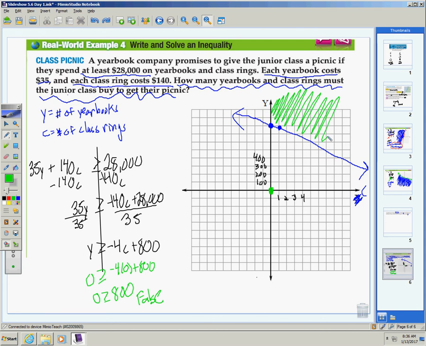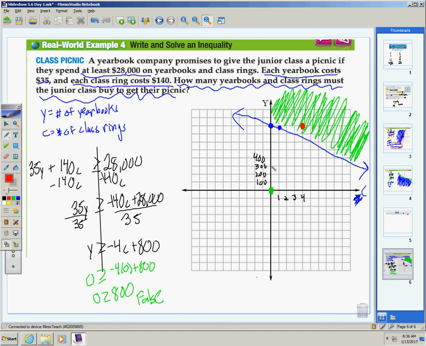And now, what would be a possible solution? Well, if I go to 4, 800, I can see that 4, 800 is clearly graphed. So if they sold 4 rings and 800 yearbooks, that would be a possible solution. Everything that's shaded is a possible solution.